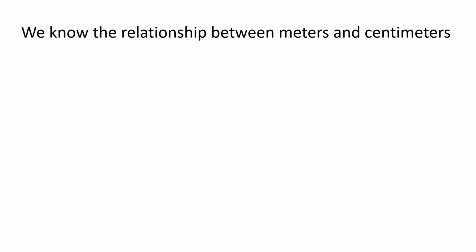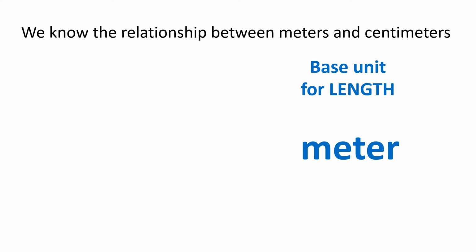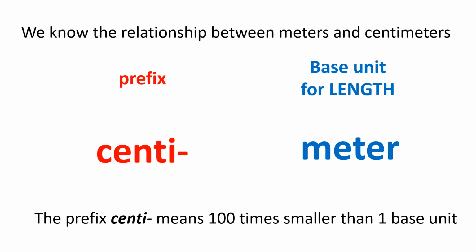What is the relationship? Well, they both have meters in them, right? So they're both equivalent in the fact that we're talking about a distance in meters. So the base unit here is the meter. Centi is a prefix that means something in words, right? A centimeter is 100 times less than 1 meter. So centi means 100 times smaller than 1 base unit. So in this case, that base unit is the meter.